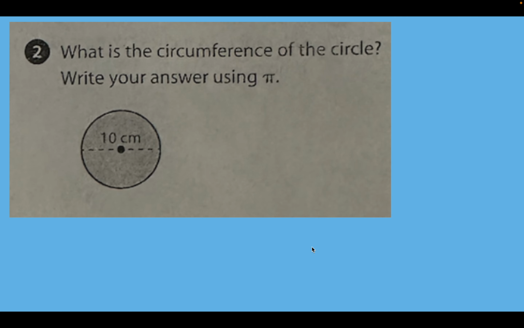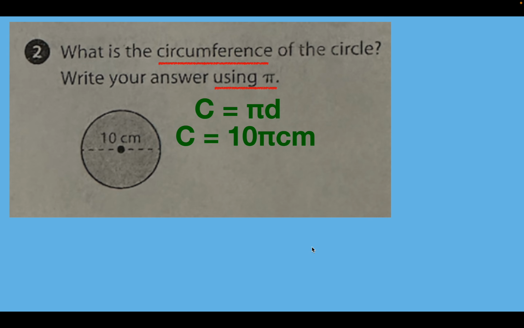Okay, we're going to do a few of them together and then you're going to do it on your own. What is the circumference of the circle? Write your answer using pi. So notice it's asking for the circumference. And it wants your answer using pi. So I need to write the formula for the circumference. Circumference equals pi times diameter. And then I look at it and I realize that it's giving me the diameter, so I can just plug that in. So circumference equals pi times 10. And because it wants me to leave it in terms of pi, my circumference equals 10 pi centimeters.